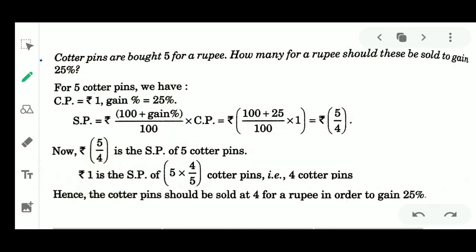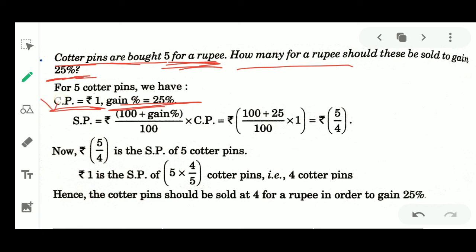This is an example from your book. Cotter pins are bought 5 for a rupee. How many for a rupee should these be sold to gain 25%? Okay, so for 5 cotter pins we have CP equal to 1 rupee, that is given in the question. The cost price of 5 cotter pins is 1 rupee, and gain percent equals 25%, that is given in the question.